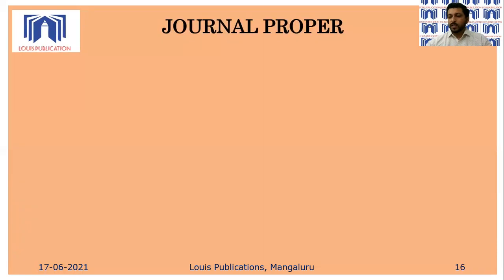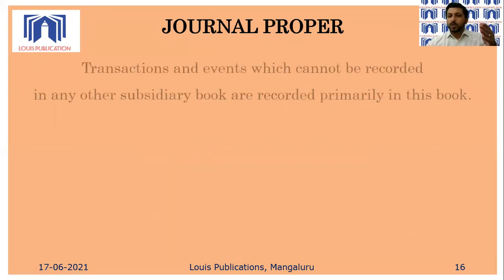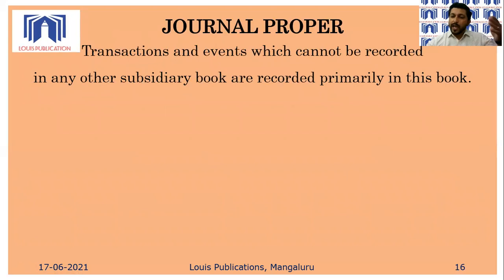So when we were discussing about journal proper in the initial slides, I mentioned that journal proper is called as the residual book. Whatever does not find a place, whichever transactions and events which do not find a place in any of the earlier 7 subsidiary books, say purchases book, sales book, purchase return, sales returns, cash book, bills receivable, bills payable, that will be recorded in journal proper.